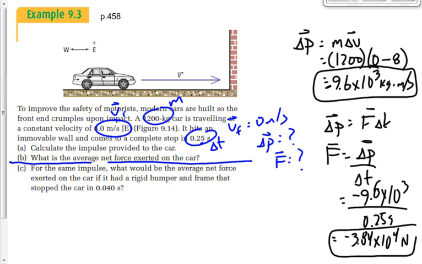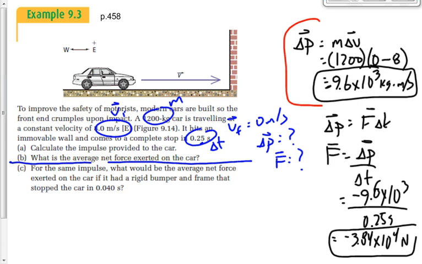Let's take a look at C now. For the same impulse, and remember, no matter how long it takes this car to stop, it is going to experience the same impulse. When we calculated the impulse up here, we didn't pay any attention to whether it hit a concrete wall or whether it came to a slow, gradual stop at a stop sign. The car was moving at this speed, now it stopped. The impulse was going to be the same no matter how it stopped.